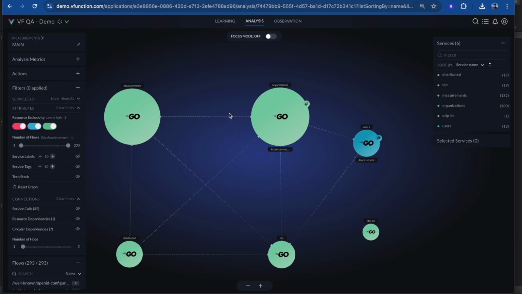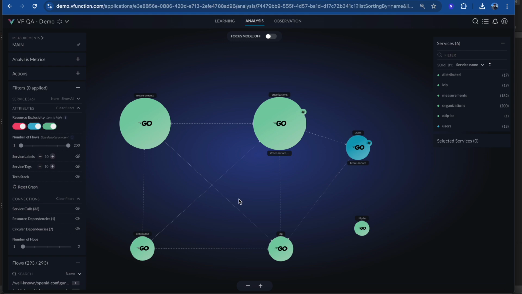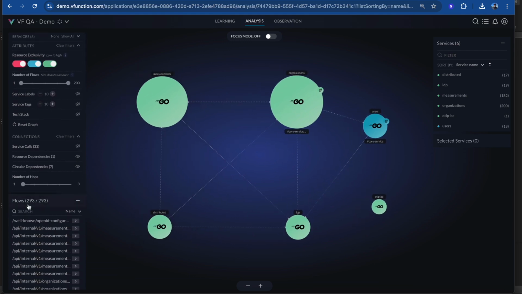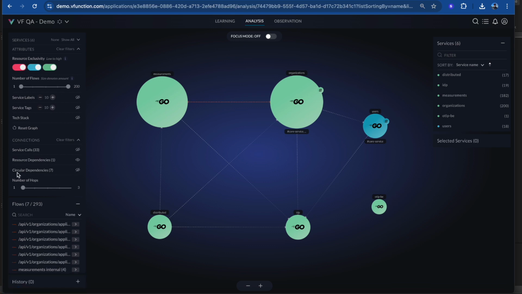Not only that, let me move to a different system, which has a bunch of Go services. In fact, this is the back end of the vFunction system itself, and we generated specifically some architectural issues to show how the system identifies them. So, for example, we see that there are 293 flows in this system, and I want to specifically focus on the overly complex flows that may be impacting the resiliency of the system.